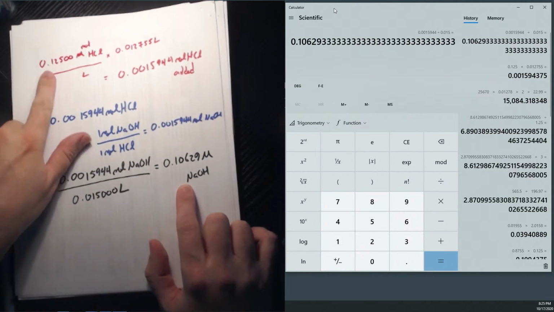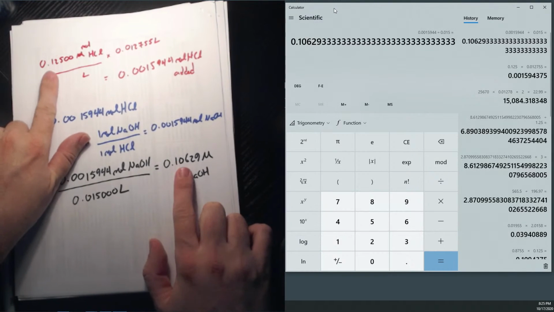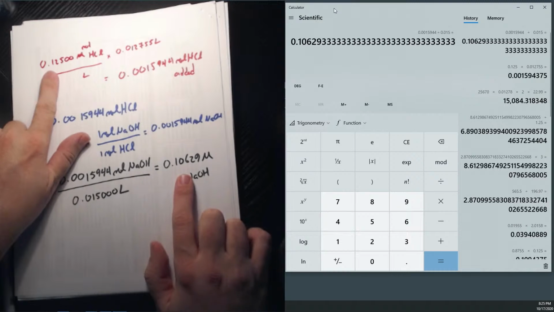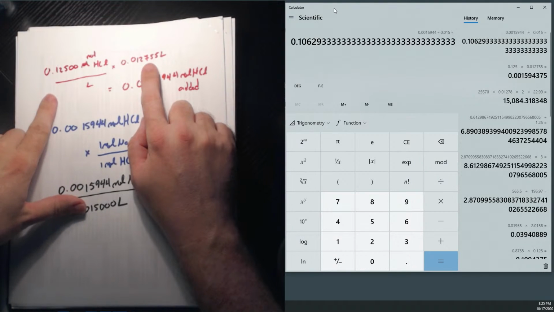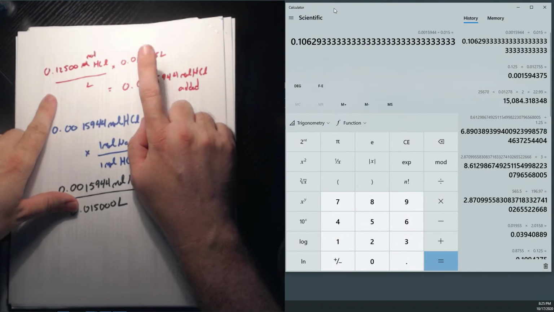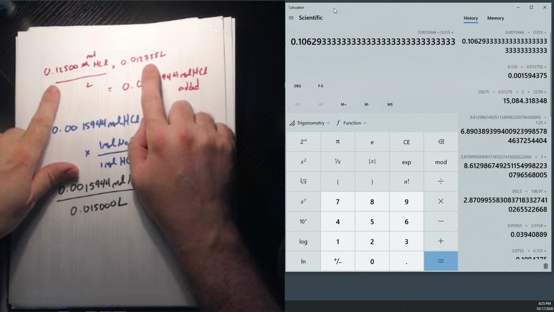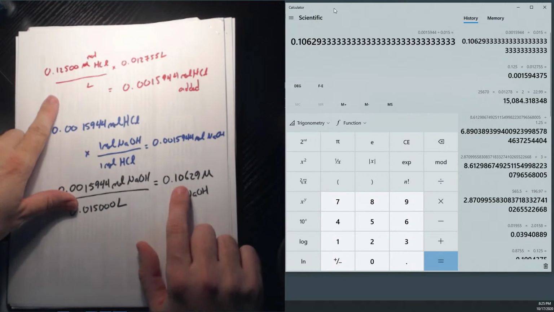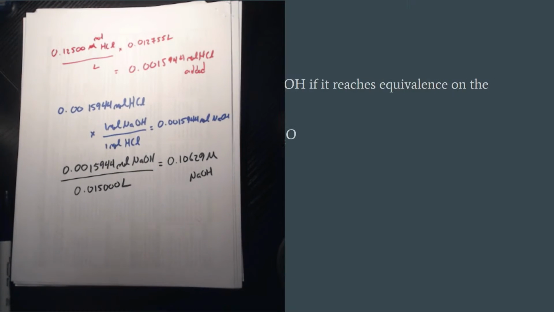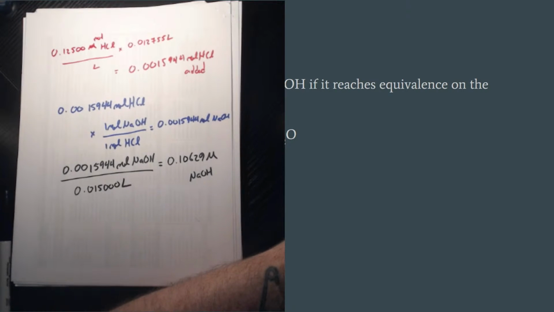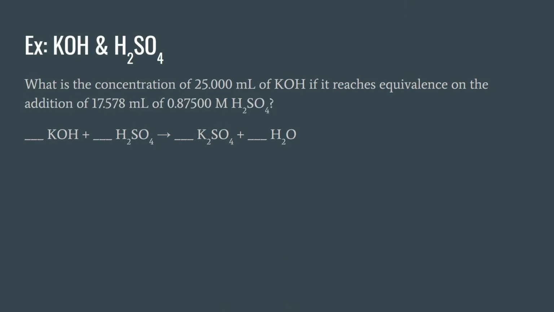So just to help you build up a little bit of intuition about this, does this make sense? This is a lower concentration, 0.125 to 0.1062. Yeah, that makes sense because we took a smaller volume of the acid to counteract the base. So it takes less acid, and the acid must have a higher concentration. More base means it has a lower concentration. All right, so maybe that will help a little bit with that. So now let's look at a different base and a different acid, specifically potassium hydroxide and sulfuric acid.